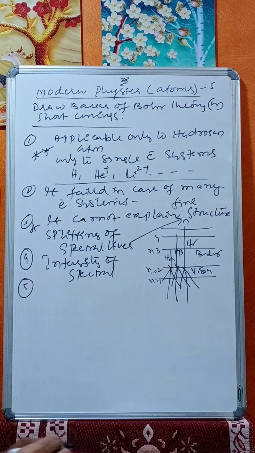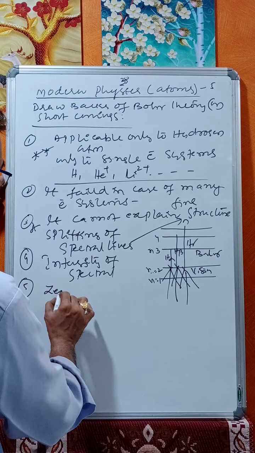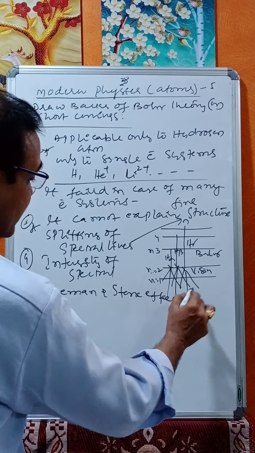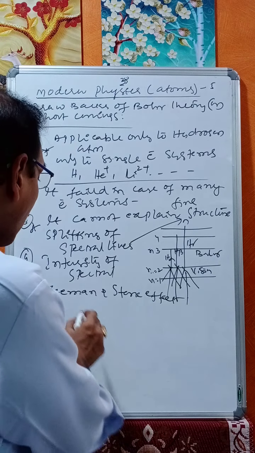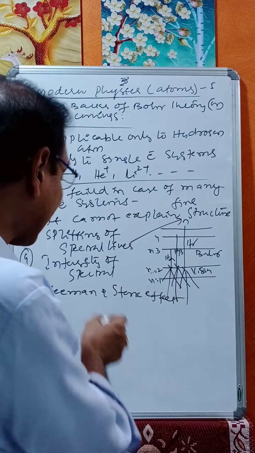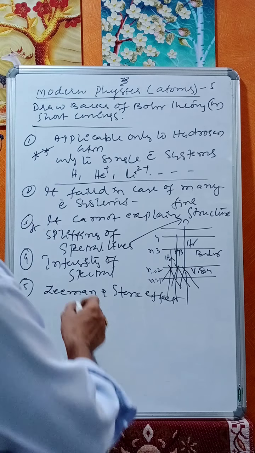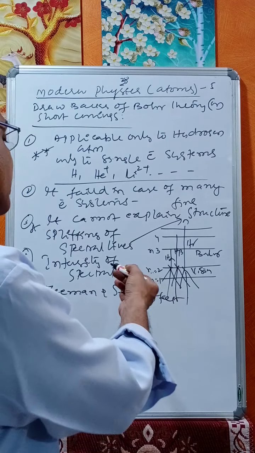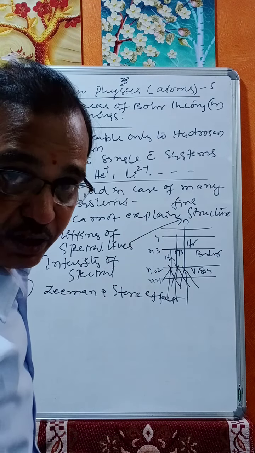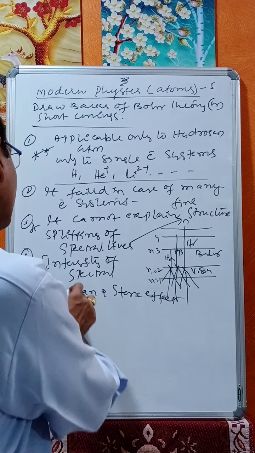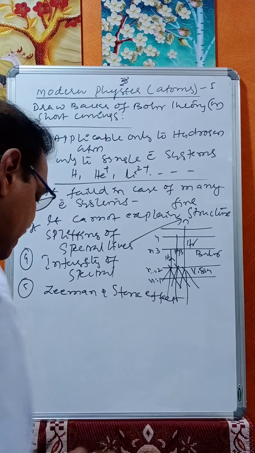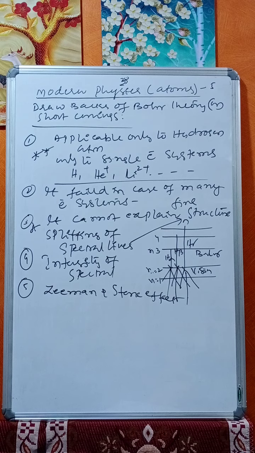And the next one is, it failed to explain the Zeeman effect and Stark effect. Splitting of spectral lines under the influence of a magnetic field is called the Zeeman effect, and fine structure in the case of an electric field is called the Stark effect. Splitting of spectral lines in the presence of an electric field is called the Stark effect. It cannot explain the Zeeman and Stark effects.